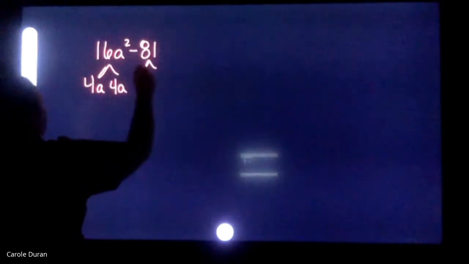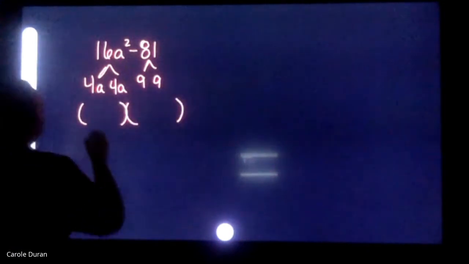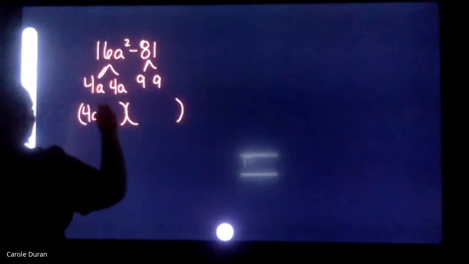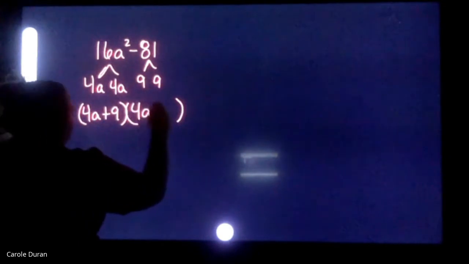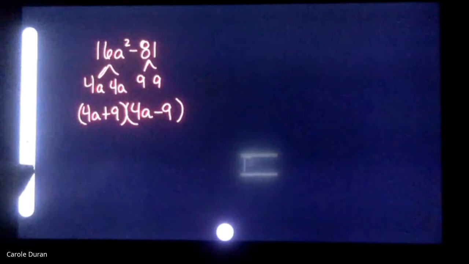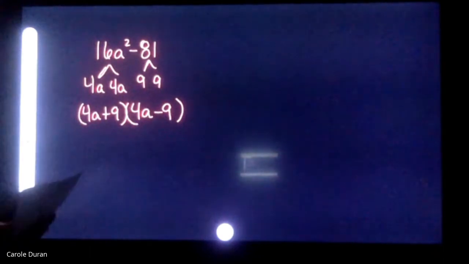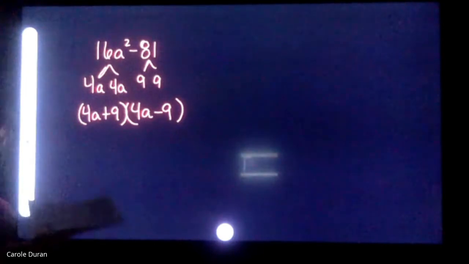My second term is also a square. 9 times 9 is 81. Because it's a difference of squares, it's going to factor into the same thing, but with opposite signs. So one's going to be a plus, and one is going to be a minus. This brings us directly into D and E. I'm just going to do one of them because they're pretty much the same from there.